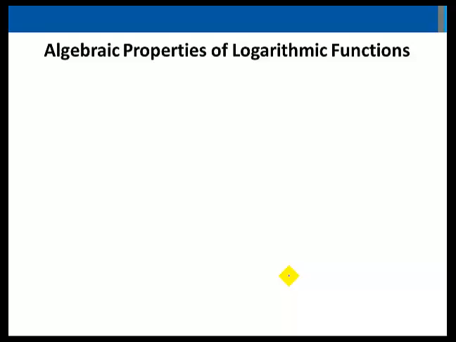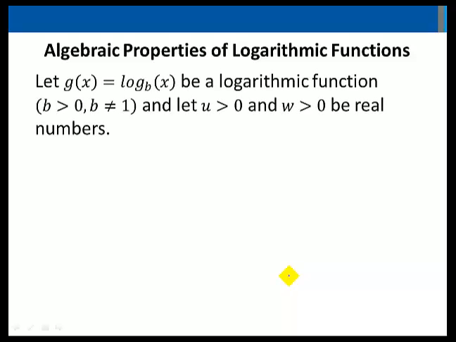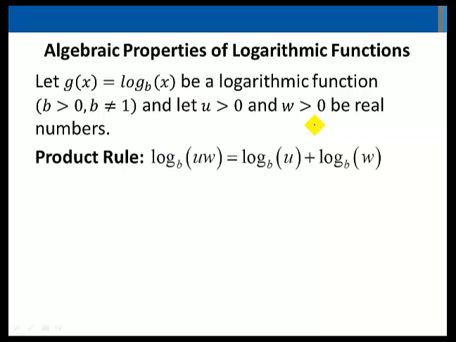Let's next look at algebraic properties. Let g of x equal log to the base b of x be a logarithmic function where b is greater than 0, not equal to 1, and let u greater than 0 and w greater than 0 be real numbers. Then we have the product rule. Log to the base b of u times w equals log to the base b of u plus log to the base b of w.